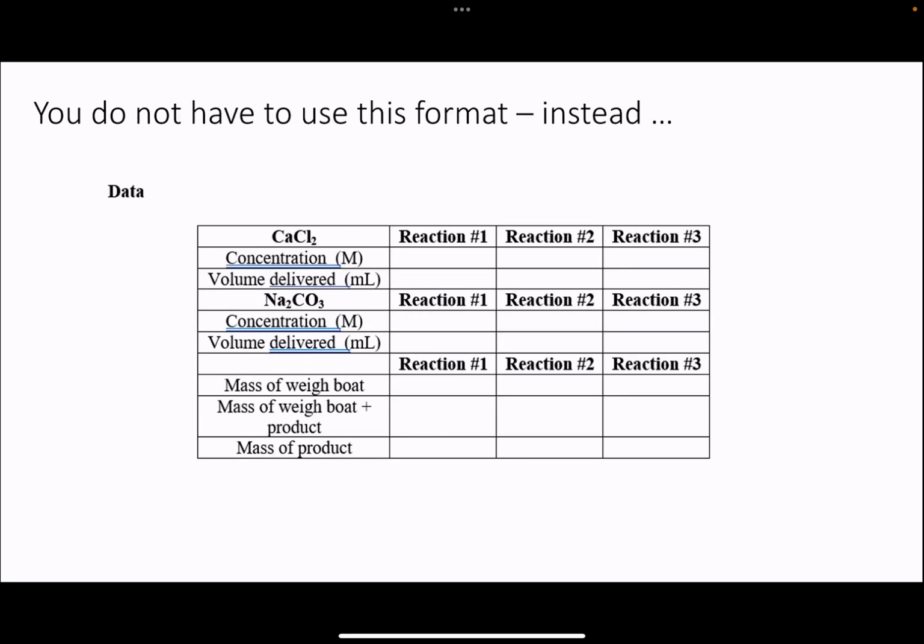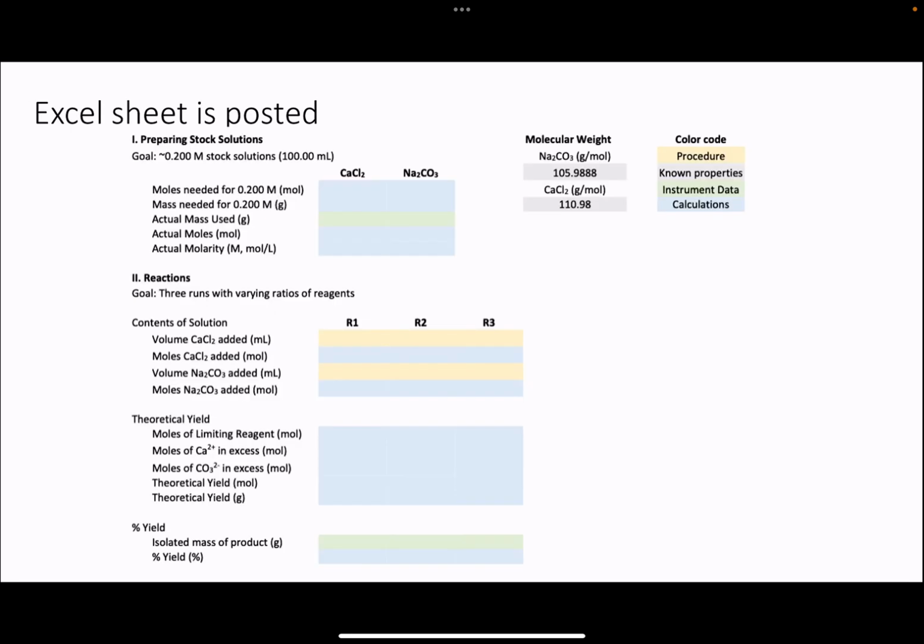And speaking of Excel sheets, you don't have to use this format that's given in your pre-lab or your procedure. Instead, I'm going to provide you with an Excel sheet, and it's already posted on Canvas so that you can see what it looks like, and you can kind of get an idea of what you'll be asked based off of this Excel sheet. In this Excel sheet, it's color-coded so that you have what's given in the procedure, known properties, and then any calculations you might have to do.